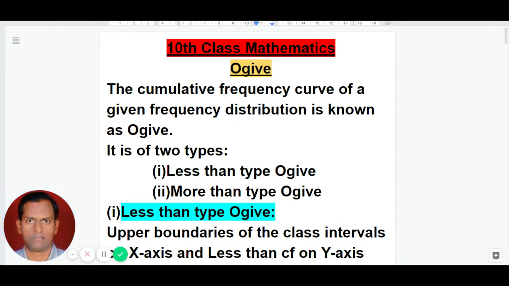That means a frequency table will be given. For it, we have to draw cumulative frequency curves. Then those curves are called Ogive. It is of two types, less than type Ogive and more than type Ogive.